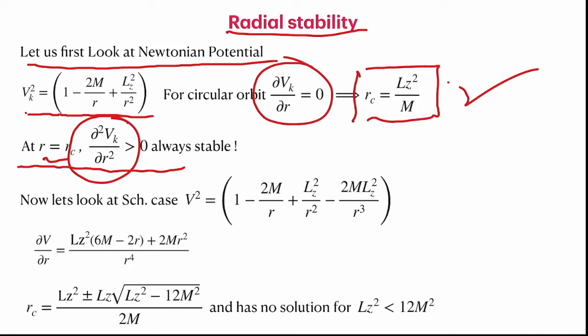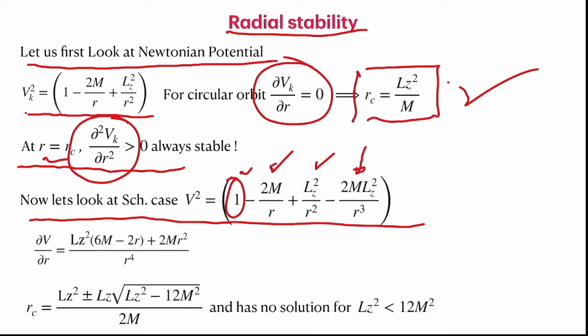Now let us look at the Schwarzschild case. This is because of the one extra term. So you have these. This doesn't matter. This and this, which are present in the Newtonian case. And then you have a last term, which is 2m Lz squared by r cubed.